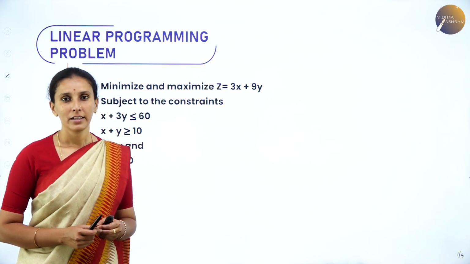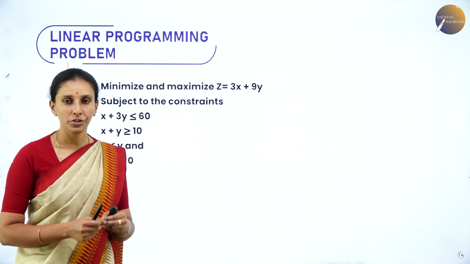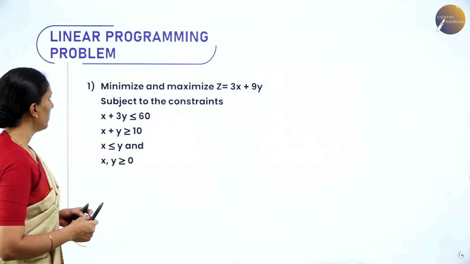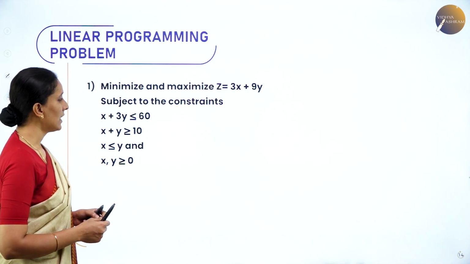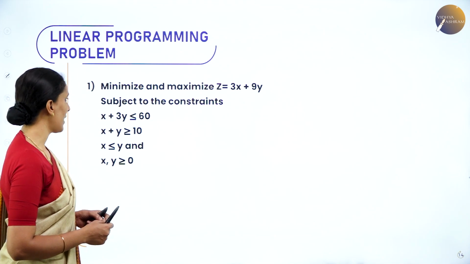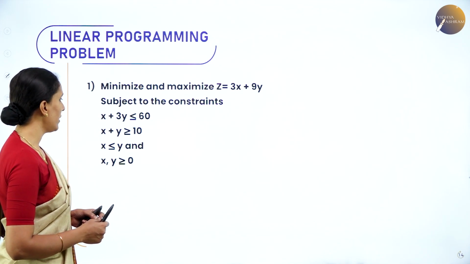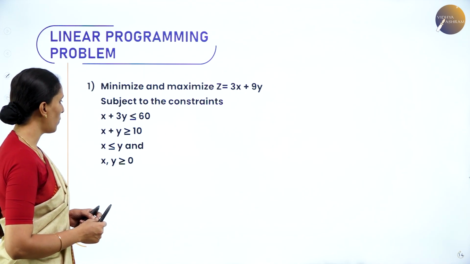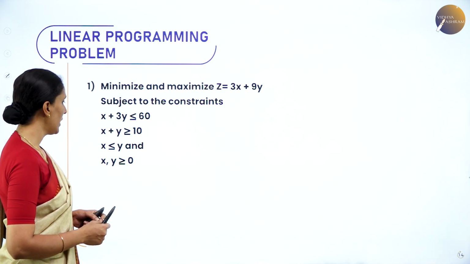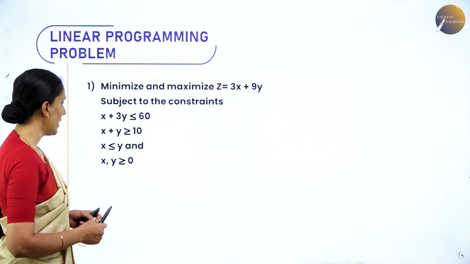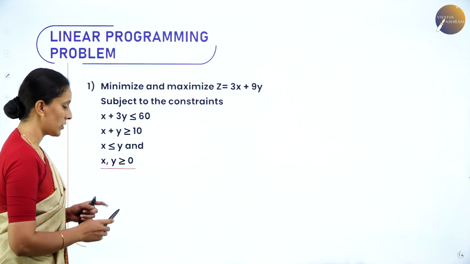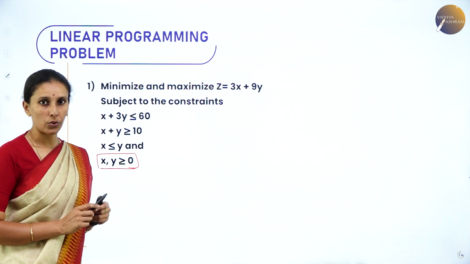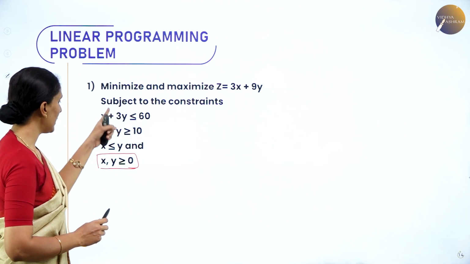Now let's find the graphical solution for the linear programming problem. Here we have to minimize and maximize z equal to 3x plus 9y subject to the constraints x plus 3y less than or equal to 60, x plus y greater than or equal to 10, x less than or equal to y, and the non-negative constraints. Again, it clearly indicates the solution should lie only in the first quadrant. So let us solve these linear inequalities.